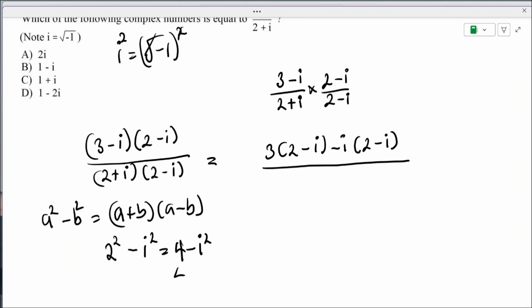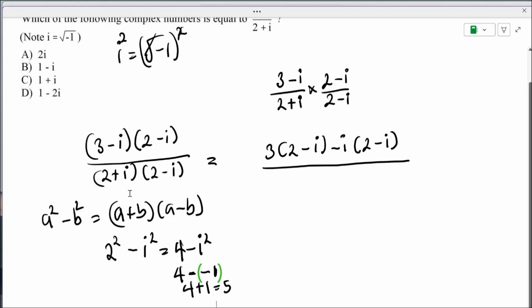So you have 4 minus, there's a negative here first, then also -1, because i squared is -1. And when you have two negative signs together, you have to resolve them into one. Negative times negative will give you positive. So we have 4 plus 1, which will give us 5. If you are very good with this method, you will save more time.